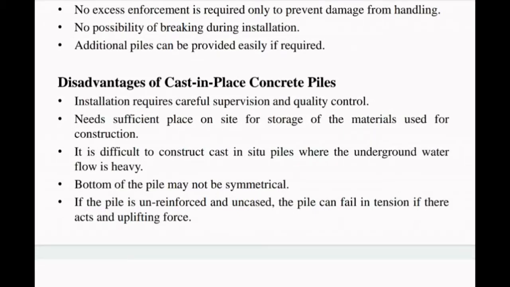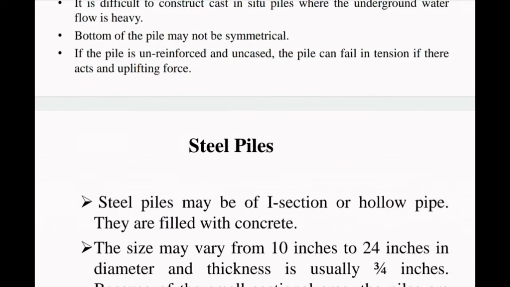It is difficult to construct cast in situ piles where the underground water flow is heavy. If the water flow is heavy, we can't use these sorts of piles. And the bottom of the piles may be asymmetrical. If the piles are unreinforced or uncased, the pile can fail in tension if an uplift force acts.